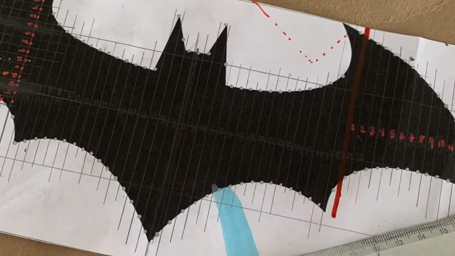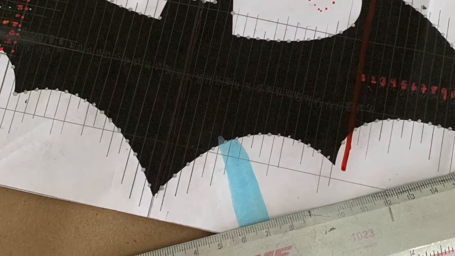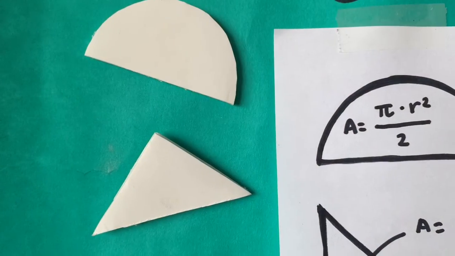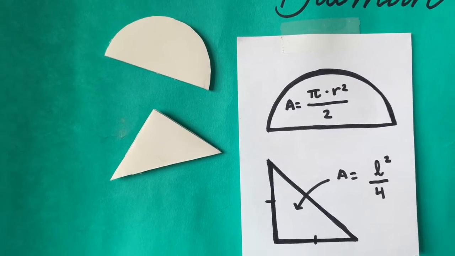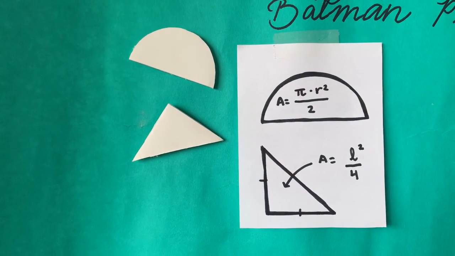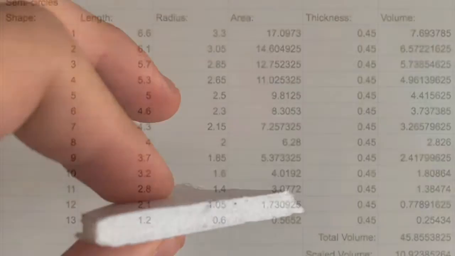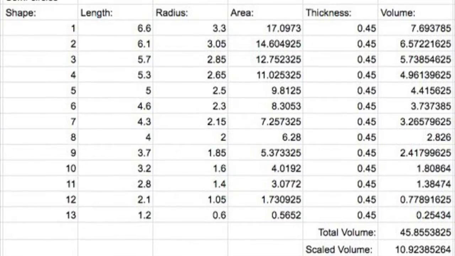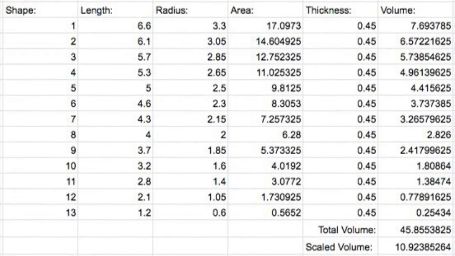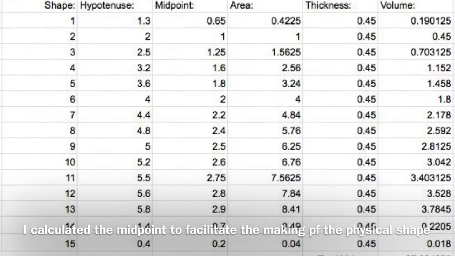Using a printed photo of my shape, I chose 2 regions and took the measurements for the different sections. For the semicircles, the measurement taken represented the diameter, while for the triangles it represented the hypotenuse. I then measured the width of my material. Using this, I was able to calculate the radius and the area of the semicircles, which allowed me to calculate the volume. I was also able to calculate this for the triangles.